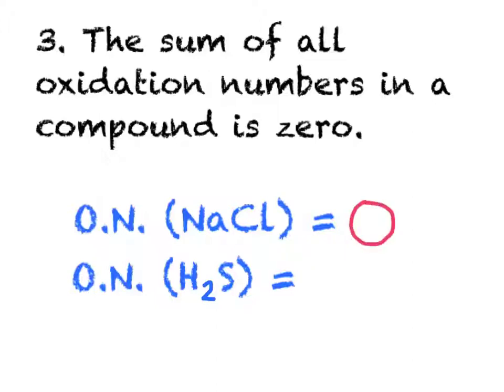So for example, in something like sodium chloride, the overall oxidation number is 0, or in hydrogen sulfide, the overall oxidation number is 0, which means all of those oxidation numbers of the individual atoms add up to that.